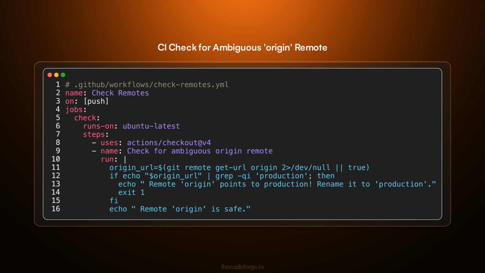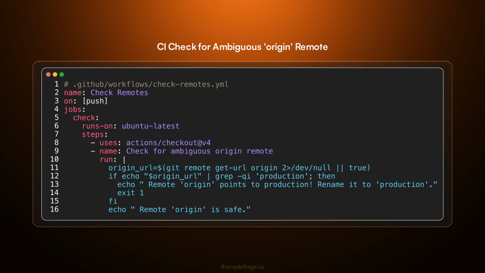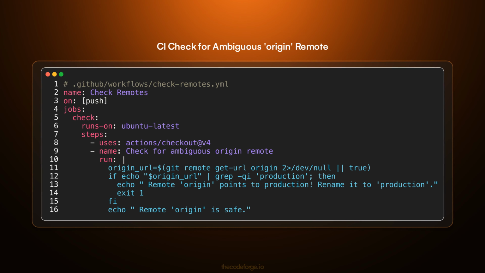Add a CI step that fails if a remote named origin points to a production URL. This enforces the article's recommendation to rename origin to something descriptive.